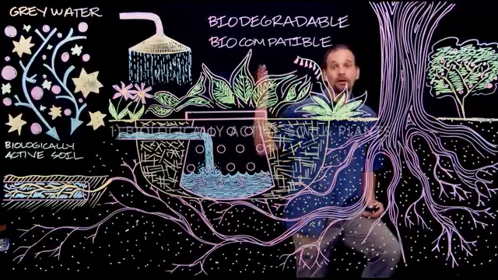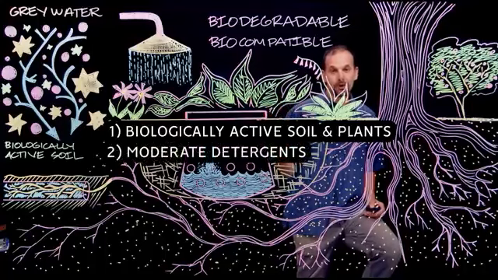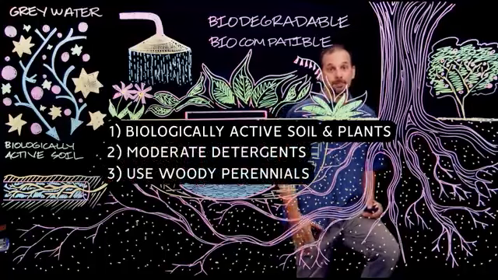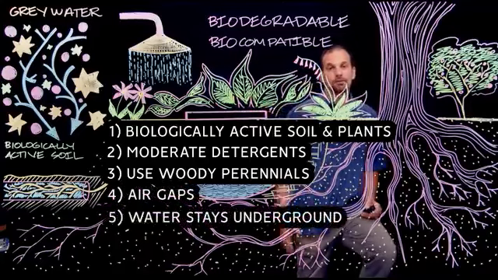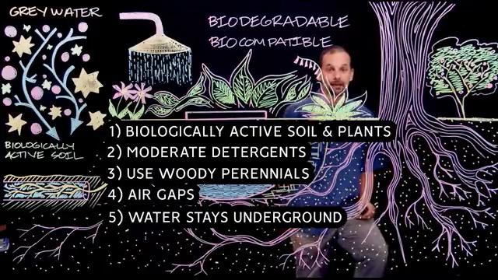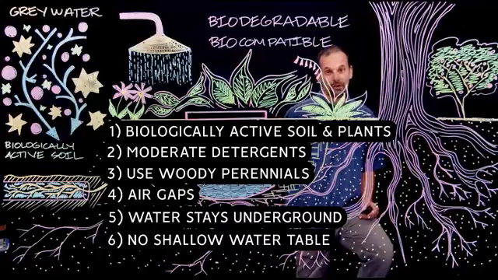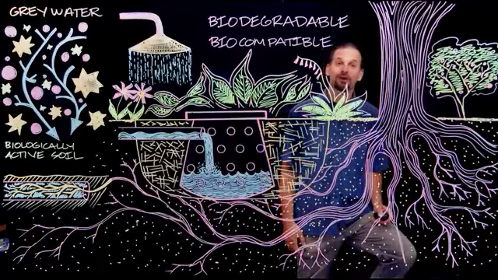Clean the water with biologically active soil and plants. Moderate what you put down the drain. Use woody perennials around the system. Avoid root infiltration by having air gaps, and keep it all underground so there's no human contact. And here's one more. Don't do this in the ground if you have a shallow water table. You need good soil drainage to keep the gray water below the surface. So good luck and happy wastewater harvesting.